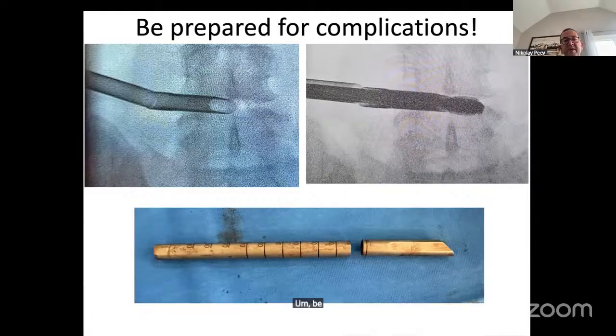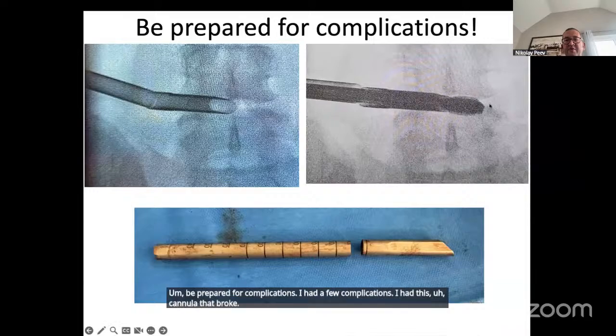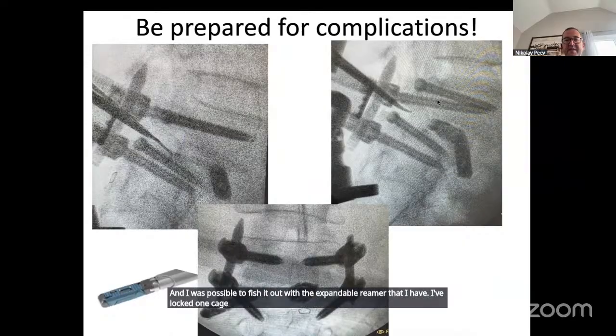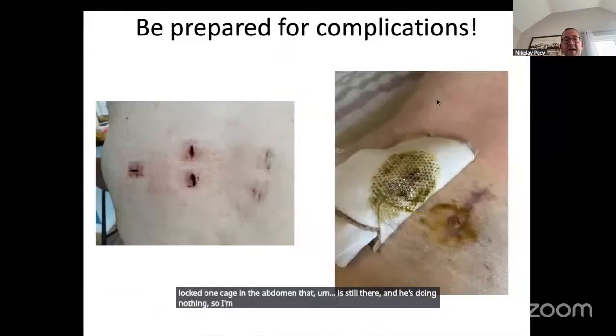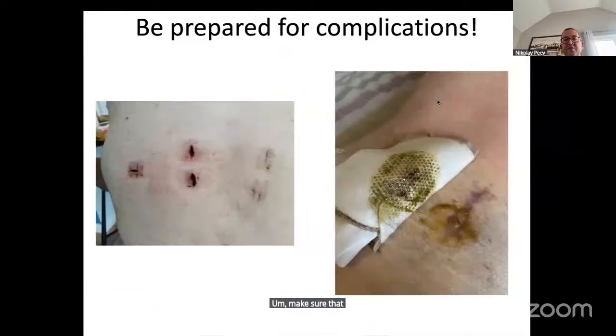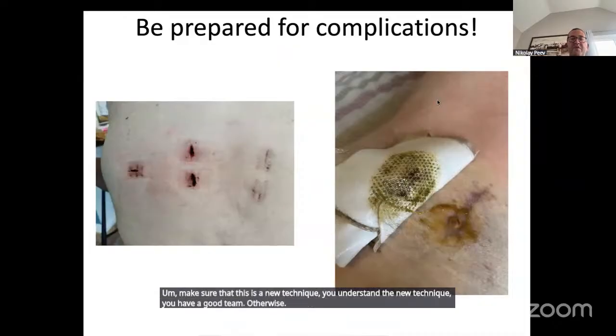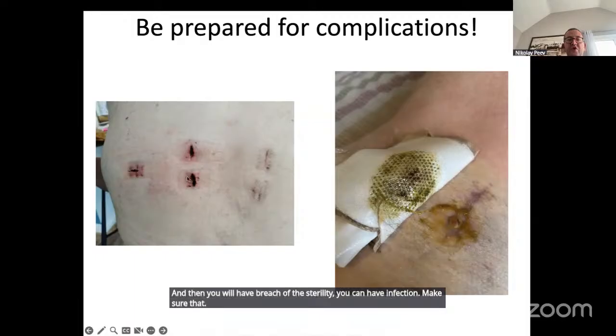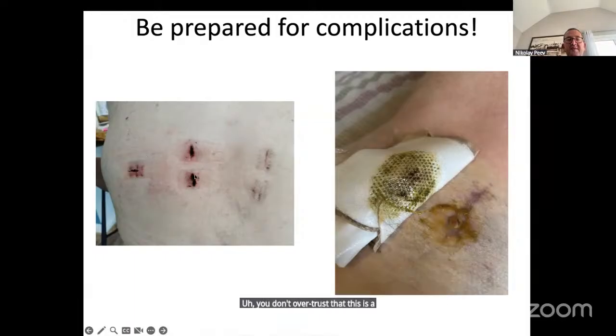Be prepared for complications. I had a few complications. I had a cannula that broke, and I was able to fish it out with the expandable reamer that I have. I've lost 1 cage in the abdomen that is still there and is doing nothing, so I'm leaving it. Make sure that this is a new technique, you understand the new technique, and you have a good team. Otherwise, it could be overwhelming for you and for your scrubs. And then you will have breach of the sterility. You can have infection. Make sure that you don't overtrust that this is a small stab incision, and you still close it properly. Otherwise, you will have gapping.